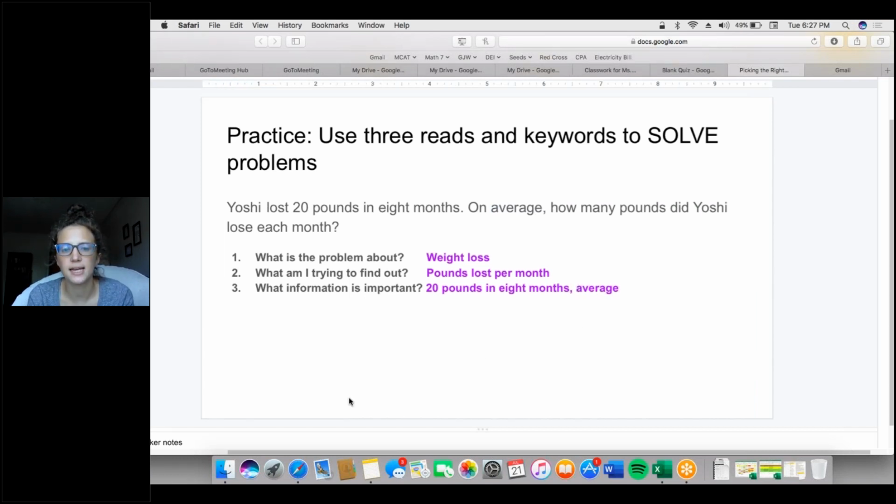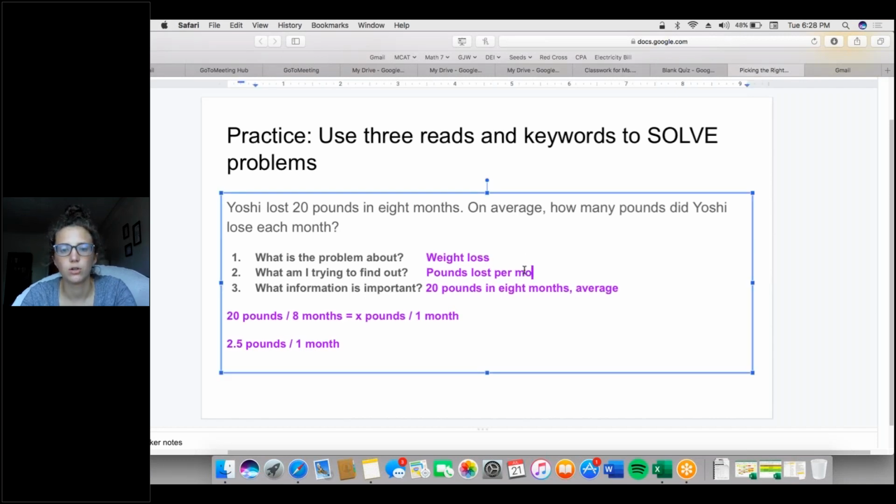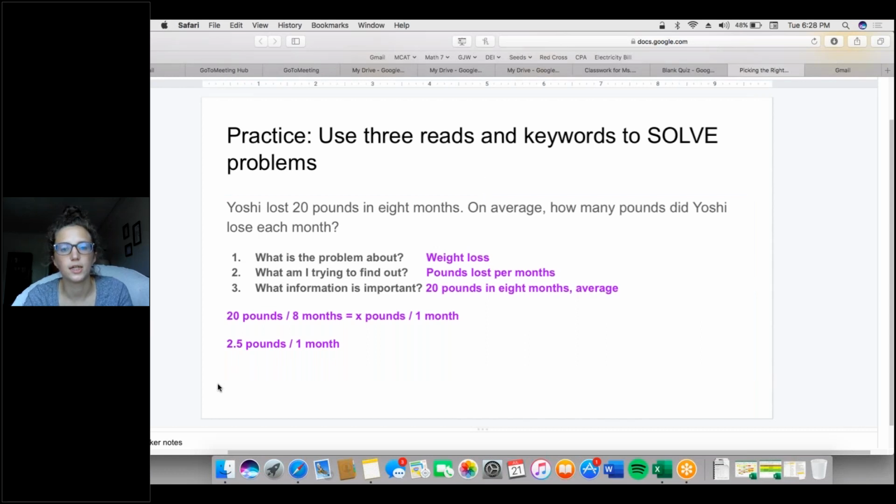Average is a common keyword that tells me to divide. When I see average, that's telling me I need to divide 20 pounds into 8 months to find the unit rate of pounds lost per month. So now I have enough information to turn this into a problem. Average means divide, so I know that 20 pounds over 8 months is going to tell me how many pounds are lost in 1 month, which is what I'm looking for. If I do 20 divided by 8, I find out that on average, Yoshi lost 2.5 pounds in each month.